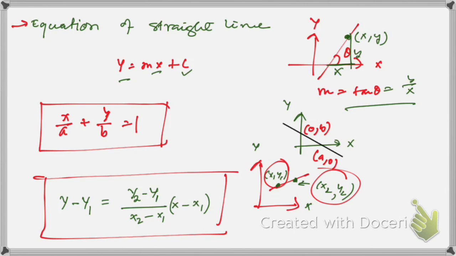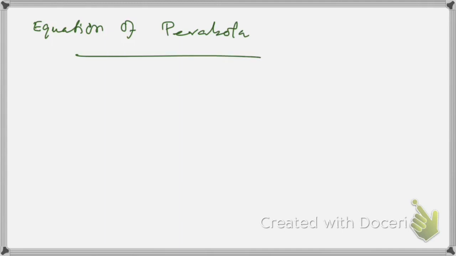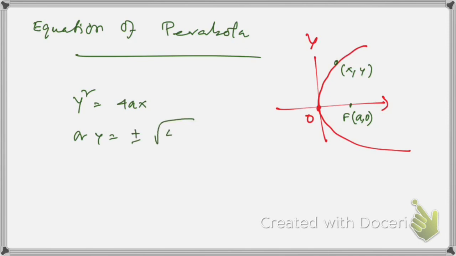And now let us discuss the equation of a parabola. Suppose this is the x-axis, this is the y-axis, and this is a parabola passing through the origin. That means the origin is the vertex and its focus is suppose a comma 0. There is a point x comma y, and the equation of this parabola will be given by y square is equal to 4ax, right? Or it can be written as y is equal to plus minus root over 4ax.